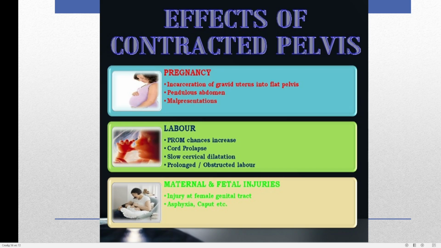If it is prolonged obstructed labor, there is increased risk of some infections such as chorioamnionitis. And for maternal and fetal injuries, we must talk about them. Injury to the female genital tract. There may be fetal distress, formation of caput succedaneum or cephalohematoma, or some other fetal traumas.